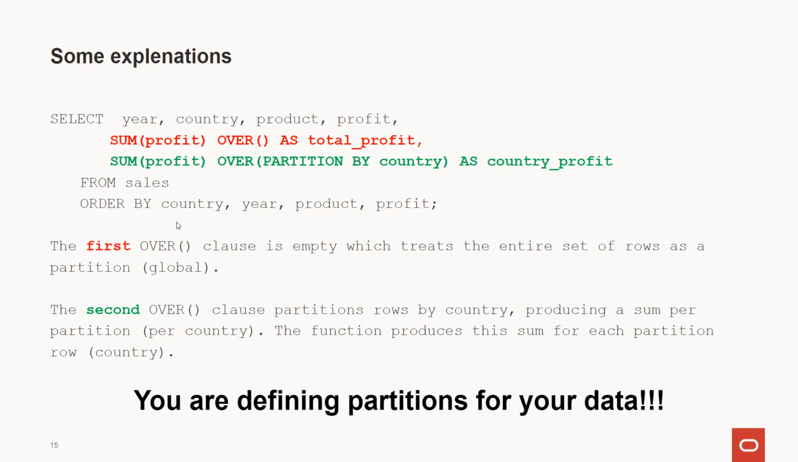Now, let's go over the explanation again. Well, the first column we had, sum profit over. The over clause is empty, which treats the entire set of rows as a partition. It's global for that column. Now, the second over, we're going to partition by country. So we actually break it down by those rows. We get more granularity. We can direct the granularity. So you start defining how to partition your data.